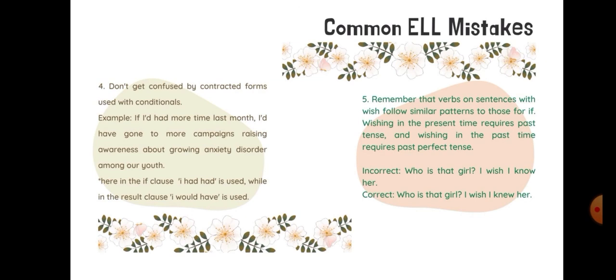Lastly, the last thing that confuses ELL learners is wish sentences. Remember that the verbs in sentences with wish follow similar patterns to those for if. Wishing in the present time requires past tense, and wishing in the past time requires past perfect tense. These are the things that we learned earlier in the first two mistakes that ELL learners make. Incorrect sentence: who is that girl? I wish I know her. The correct sentence would be: who is that girl? I wish I knew her. Because we are talking about the present, but it is a conditional sentence, so it changes into I knew, which is the past tense.